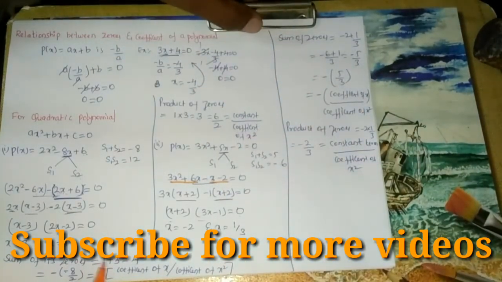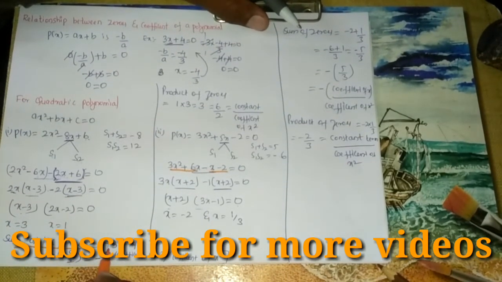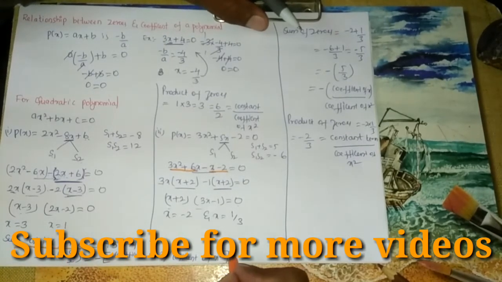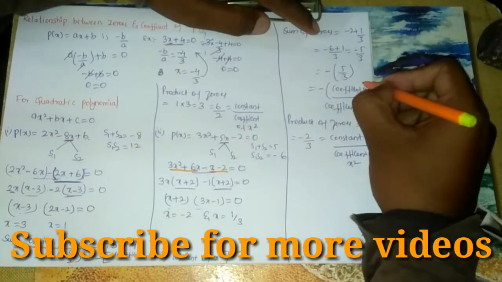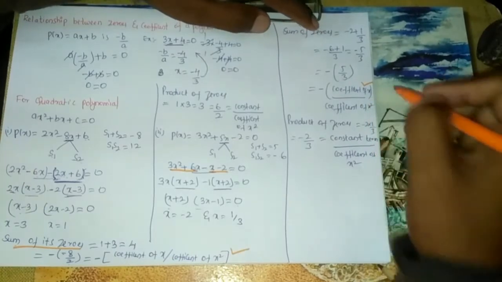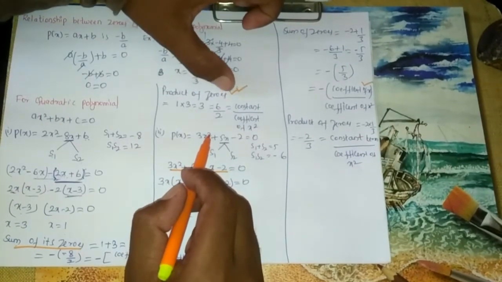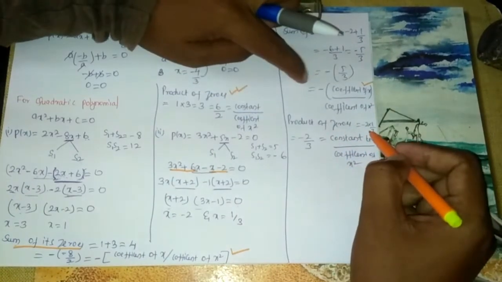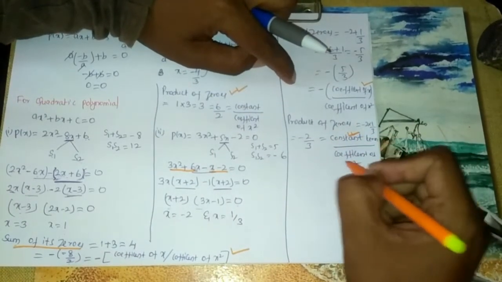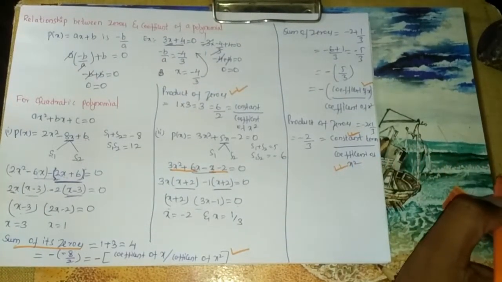So in the previous example, the sum of zeros is minus coefficient of x divided by coefficient of x square. So for this example, the sum of zeros is minus coefficient of x upon coefficient of x square, and product of zeros is constant term upon coefficient of x square. So let us generalize this.